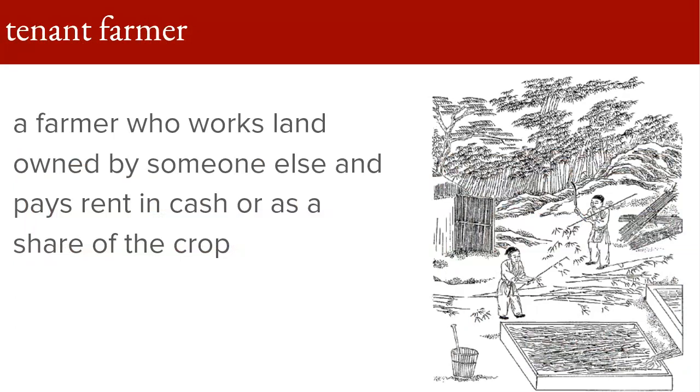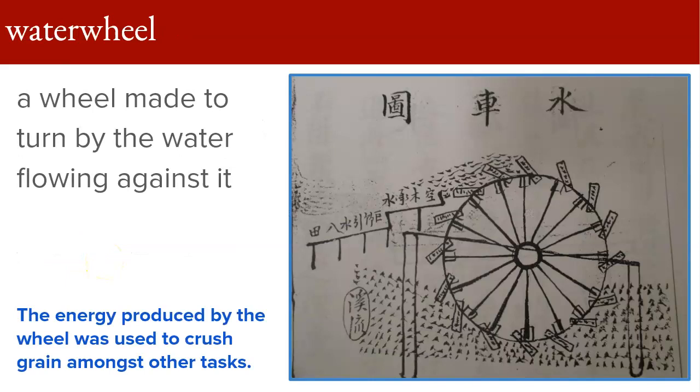Tenant farmer. A farmer who works land owned by someone else, in this case in ancient China it would have been the aristocrats, and pays rent in cash or in crops. And so under the Han Dynasty, they paid using crops. Water wheel, a wheel made to turn by water flowing against it. And in ancient China, the energy produced by the wheel was used to crush grain, as well as other tasks.